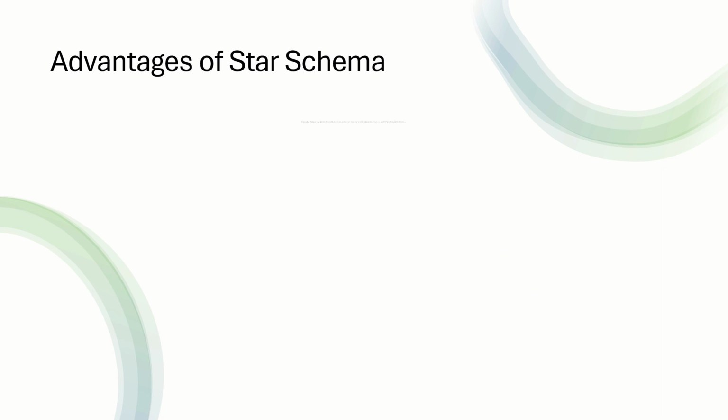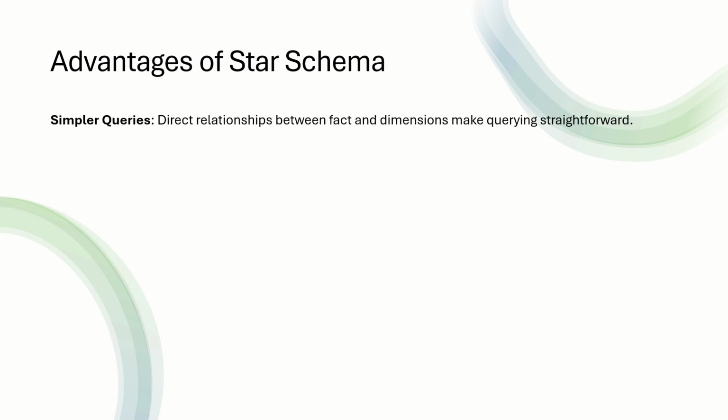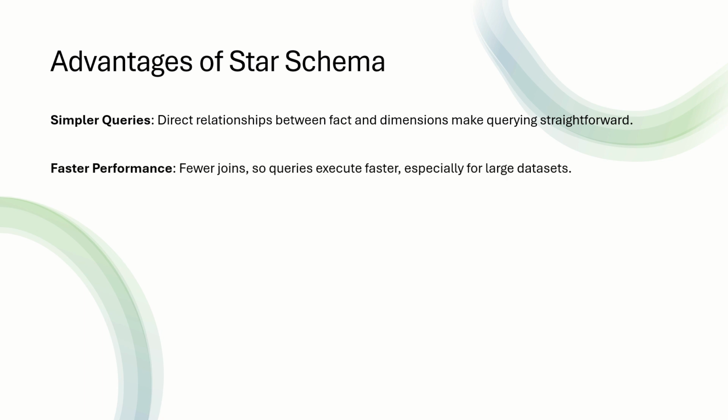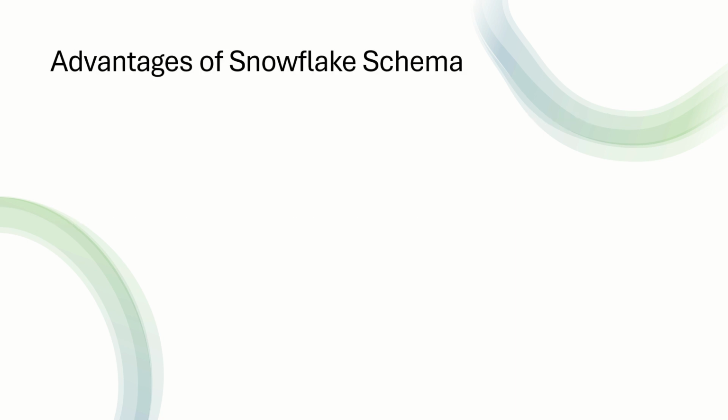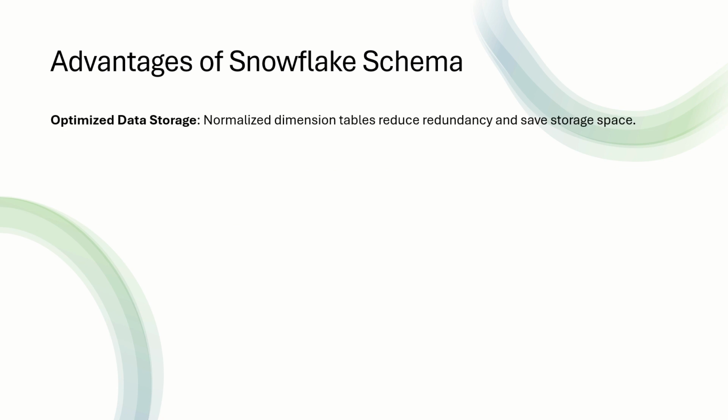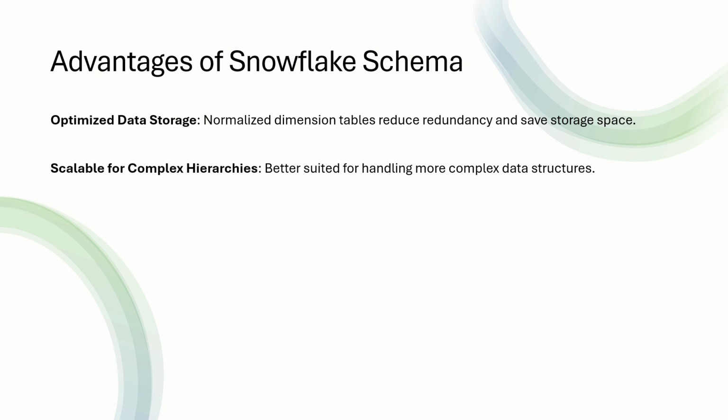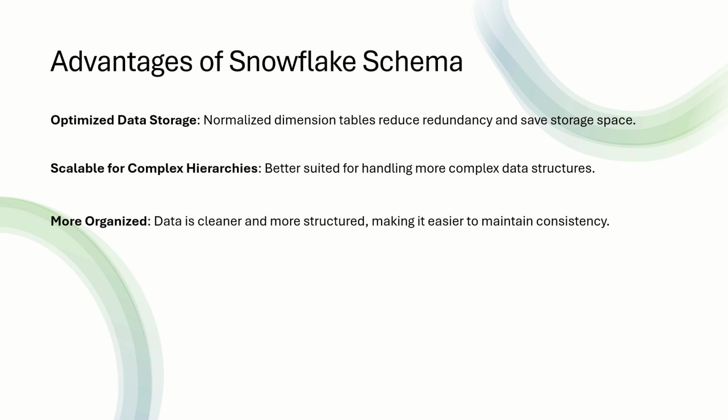And next are the advantages of star schema. Simpler queries: direct relationships between facts and dimensions make querying straightforward. Faster performance: fewer joins, so queries execute faster, especially for large data sets. Easy to understand: an intuitive layout for end users and developers. And advantages of snowflake schema: optimized data storage, with normalized dimension tables that reduce redundancy and save storage space. Scalable for complex hierarchies, so better suited for handling more complex data structures. And more organized, so data is cleaner and more structured, making it easier to maintain consistency.